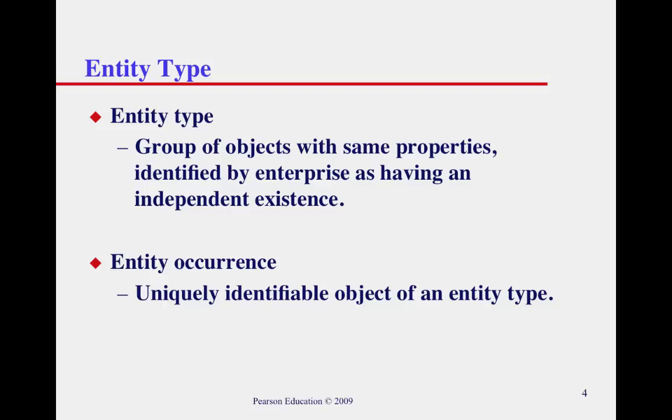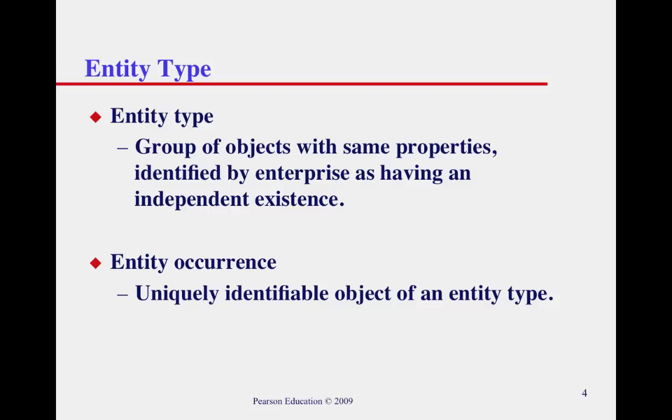So, an entity type is any group of objects with the same properties, okay, and identified as having an independent existence. And then an occurrence is just a unique object. So, if instead you were doing an object-oriented database, the entity type would be the class, and the entity occurrence would be an instance.